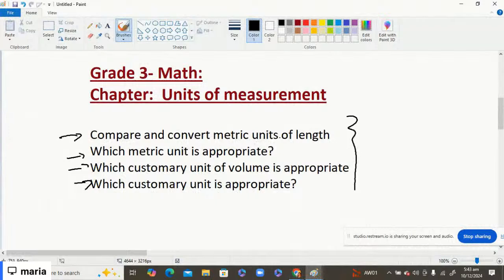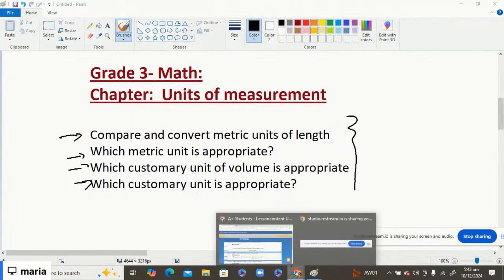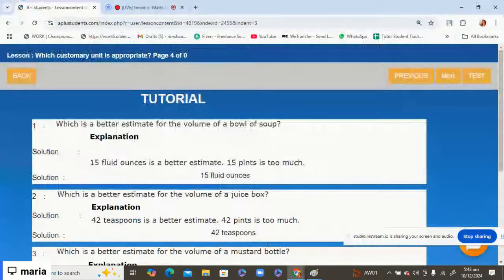Which metric unit is appropriate? Then which customary unit of volume is appropriate, and which customary unit is appropriate. Hope you guys understand this lesson. Before starting the next session, practice all these questions.